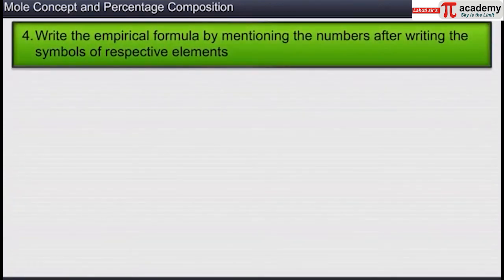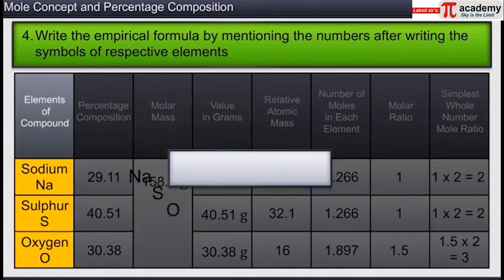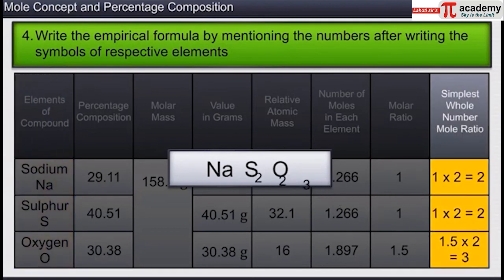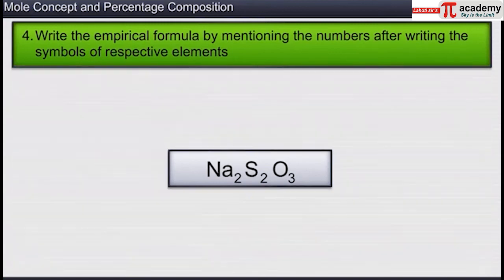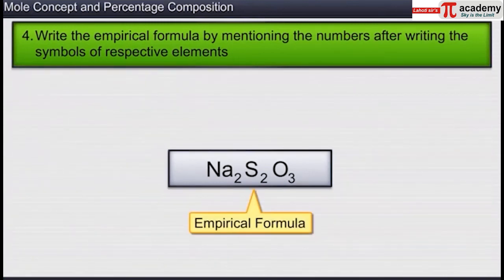Write the empirical formula by mentioning the numbers after writing the symbols of respective elements. First, write the element symbols next to each other. Then, insert the obtained numerical value of the simplest whole number ratio at the lower right-hand corner of each symbol. This gives the empirical formula of the compound. That is, Na2S2O3.